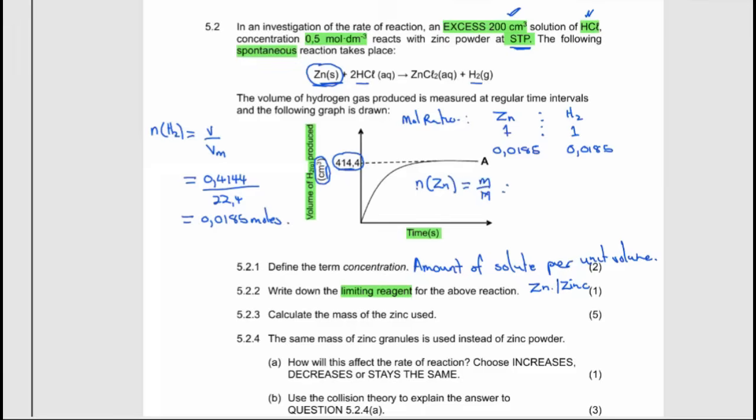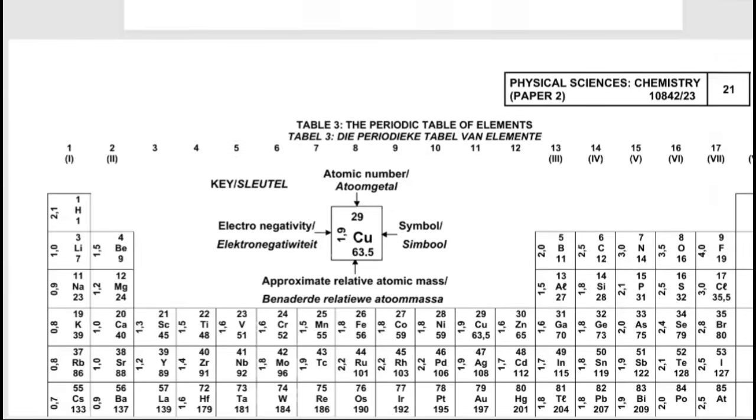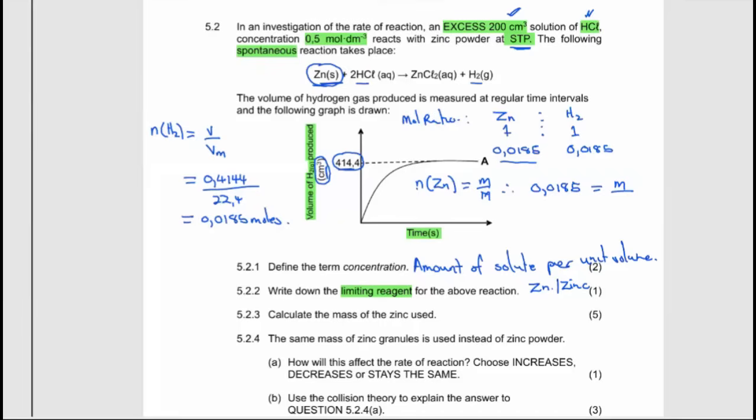So what do we have therefore? The mass is what I'm looking for, but the number of moles I already have is 0,0185. So 0,0185 is equivalent to m over the molar mass of zinc. If you refer to your periodic table, you'll find that zinc has a molar mass of 65. So we divide by 65, right?